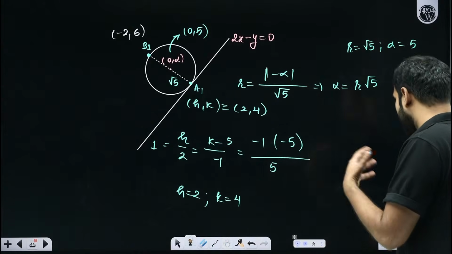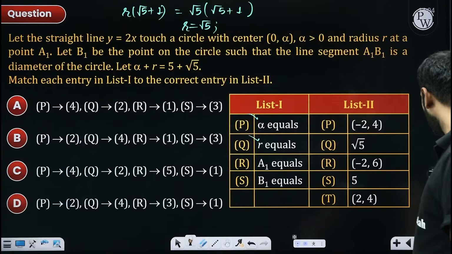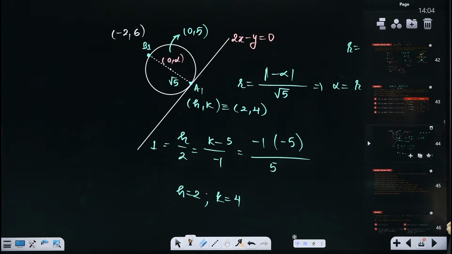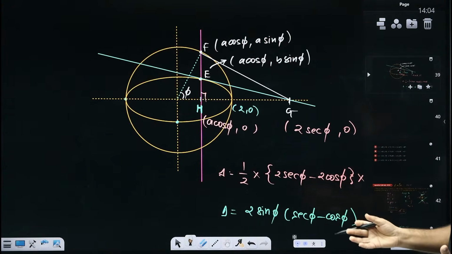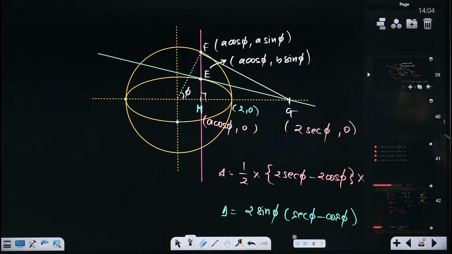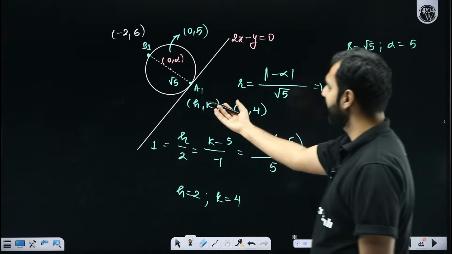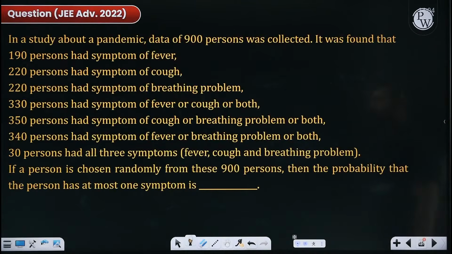So how do they make it tough? They cannot make it tough. They can make it simply lengthy only. So when you look at the questions from ellipse, parabola, or hyperbola, what you will be noticing is that they'll be introducing a lot of length. In this question also, I hope we have cracked A1, we have cracked B1, we have cracked alpha, we have cracked r. You can mark the correct options by yourself.